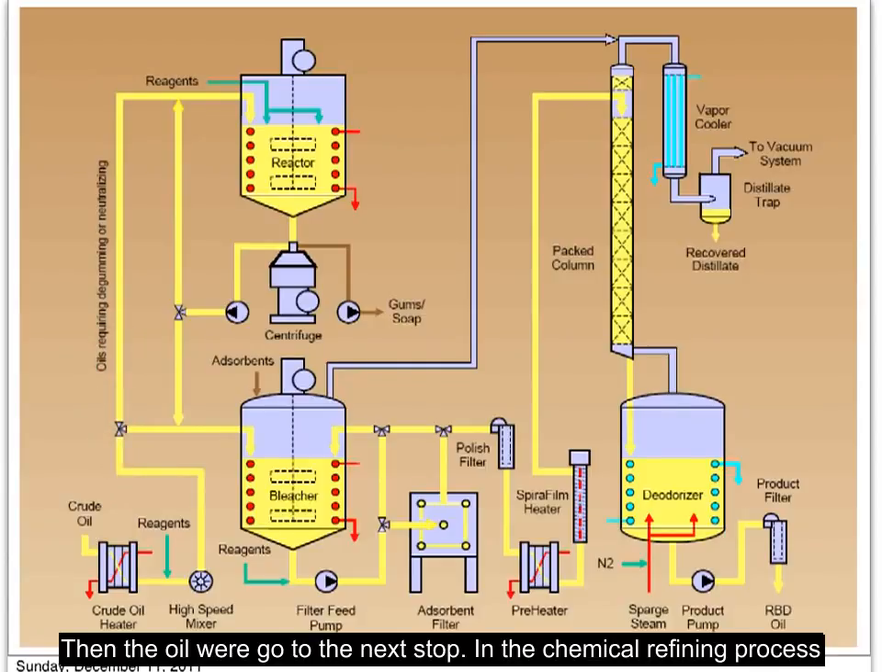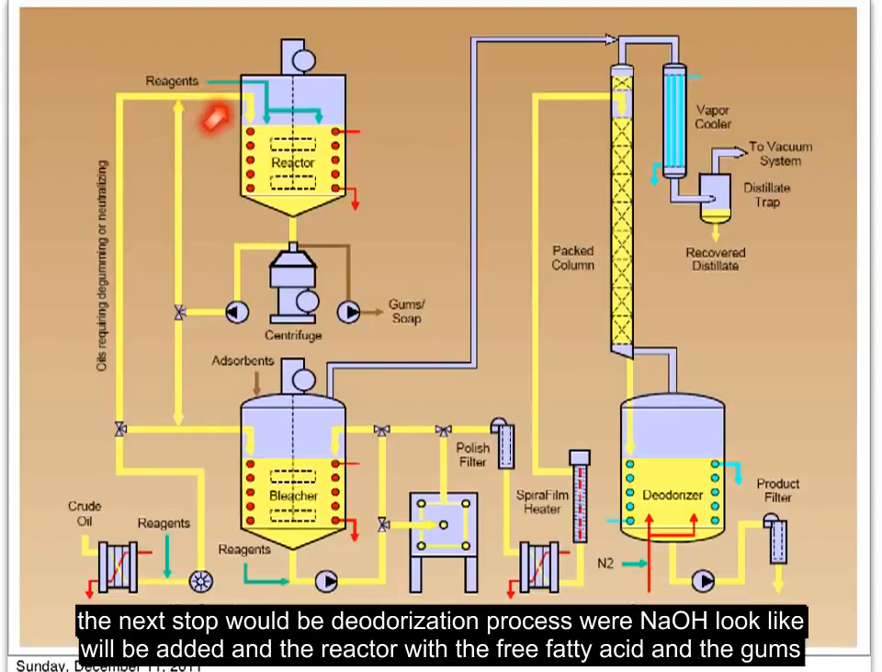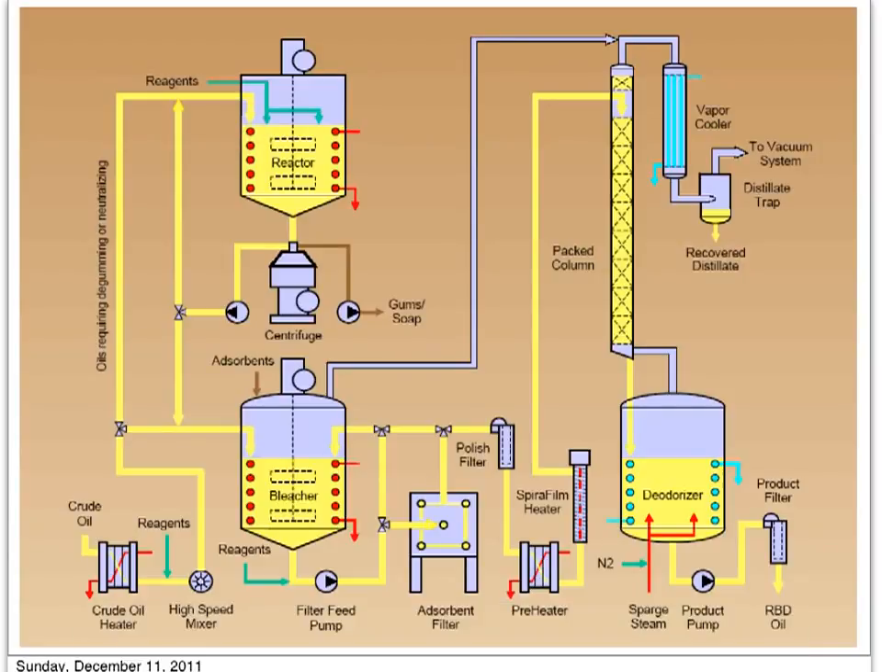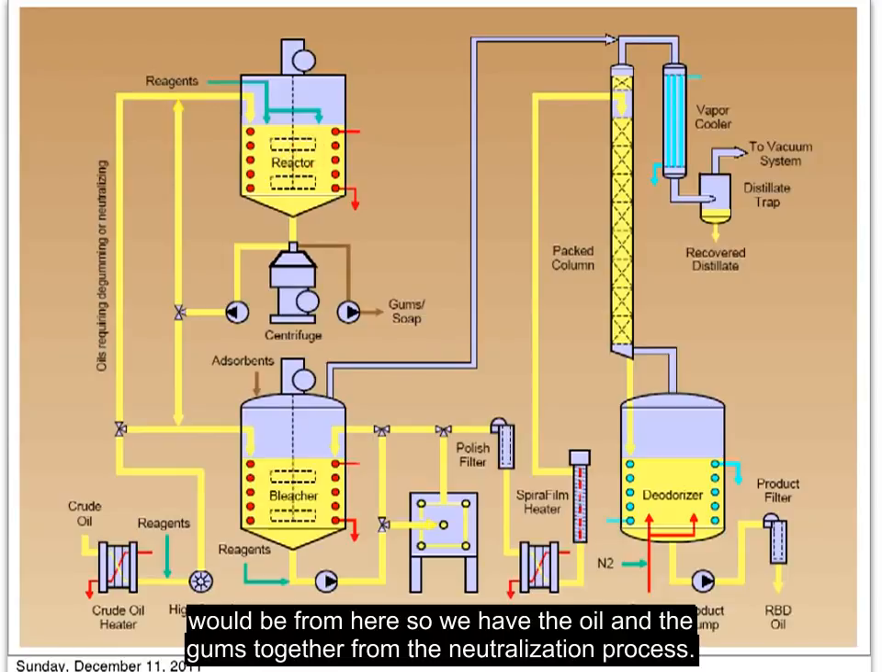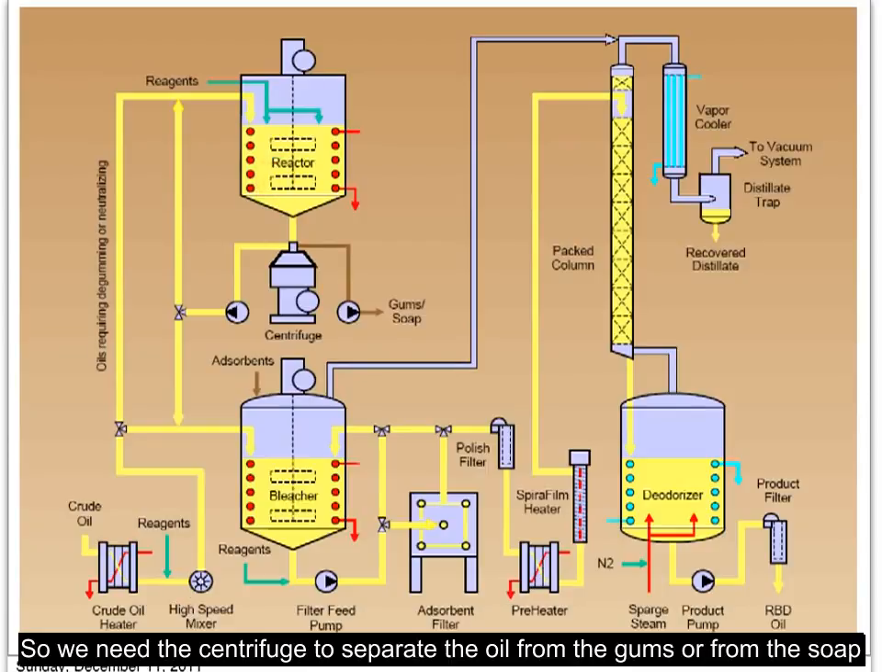In a chemical refining process, the next step would be the neutralization process, where sodium hydroxide, or the alkali, will be added, and this will react with the free fatty acids, and the gums will be formed here. So we have the oil and the gums together formed during the neutralization process. So we need the centrifuge to separate the oil from the gums or from the soap.